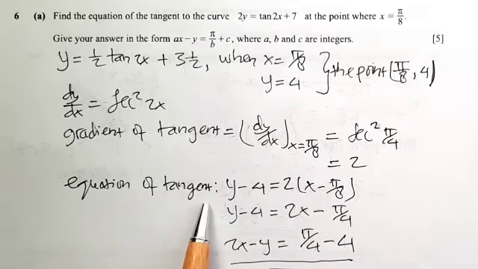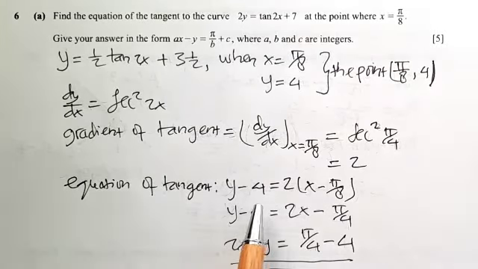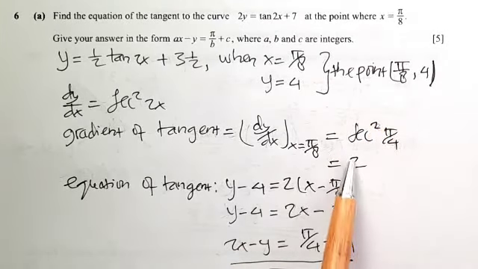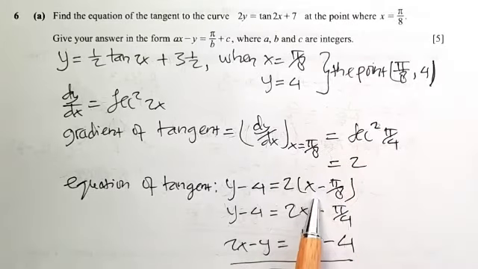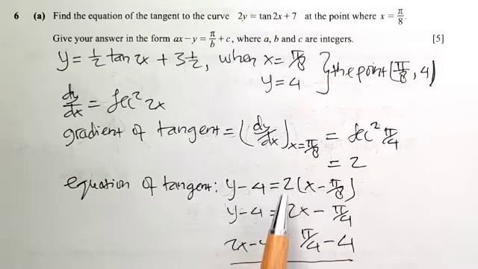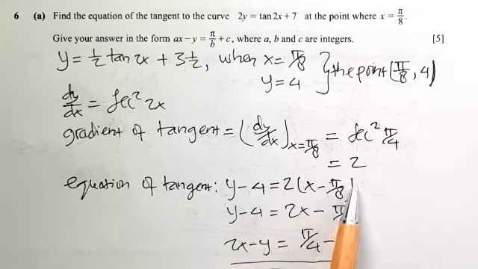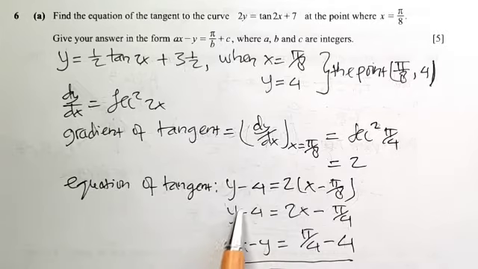Thus the equation of the tangent line at this point with gradient 2 is y minus 4 equals 2 times x minus pi over 8. Thus y minus 4 equals 2x minus 2 times pi over 8, that is pi over 4. Shifting to the left, 2x minus y equals pi over 4 minus 4. This is the answer for question A.